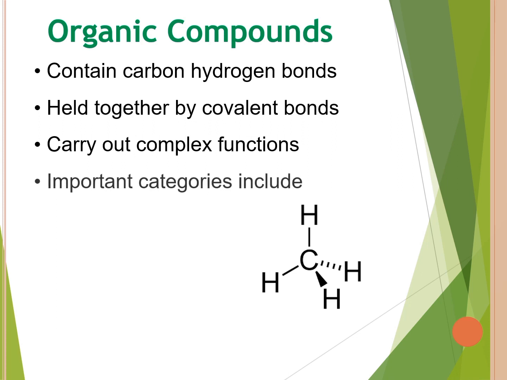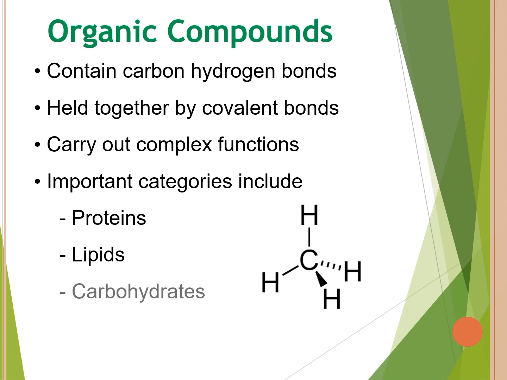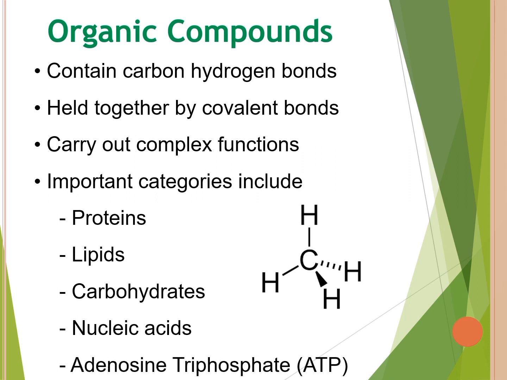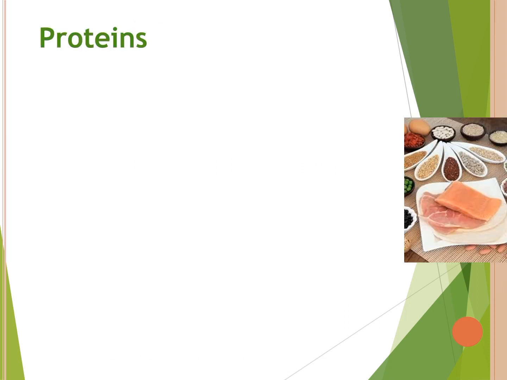The important categories of organic compounds include proteins, lipids, carbohydrates, nucleic acids, and adenosine triphosphate or ATP. Now, what are proteins?